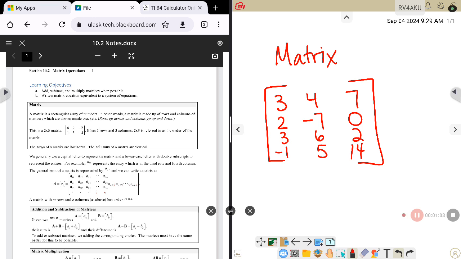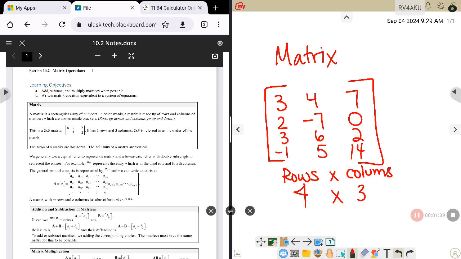So if we have a matrix that looks like this, and we are looking at how many rows this has, because the order of the matrix is going to be rows by columns. So this one, if you're looking across going horizontal, there's 1, 2, 3, 4 rows, and columns are vertical. They go up and down, so there are 3 columns in this matrix. That is called the order of the matrix.